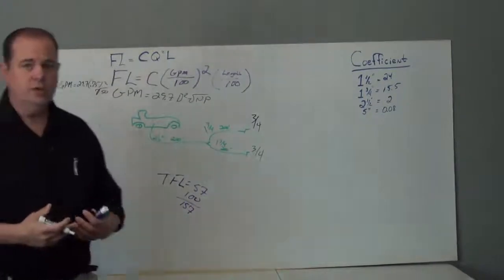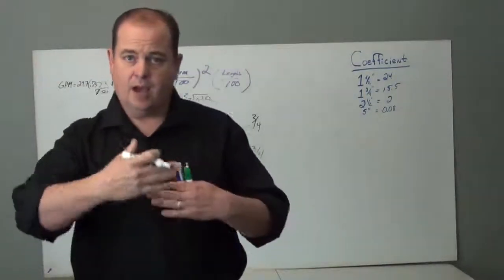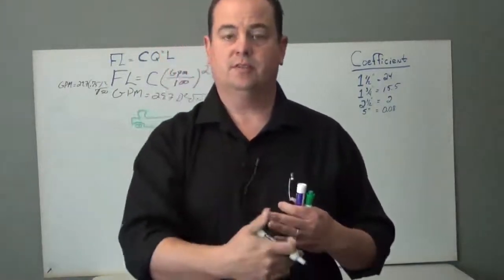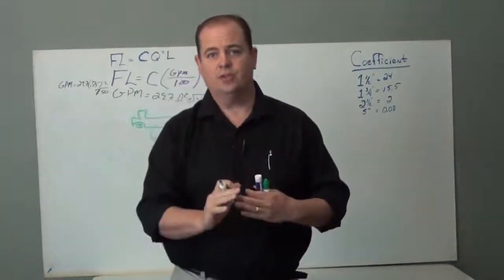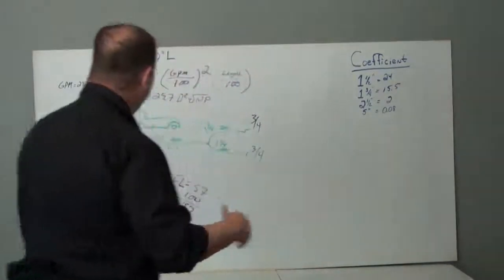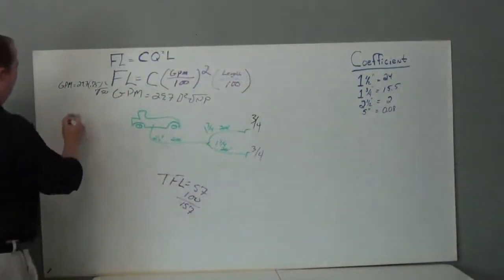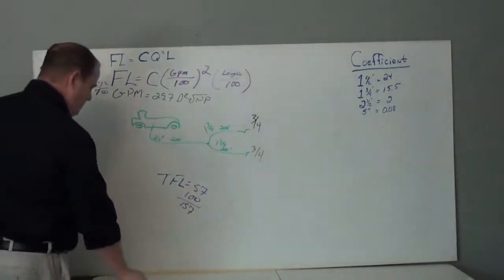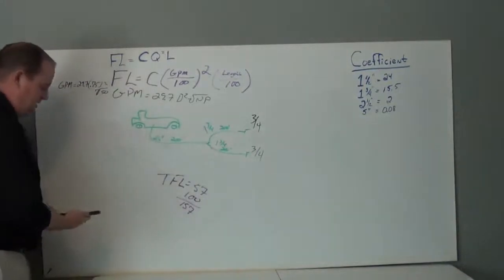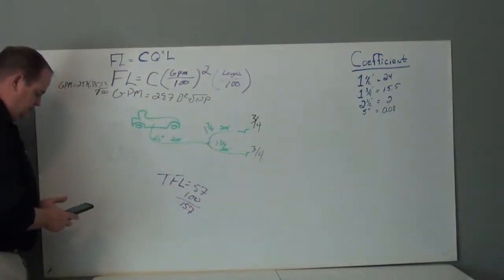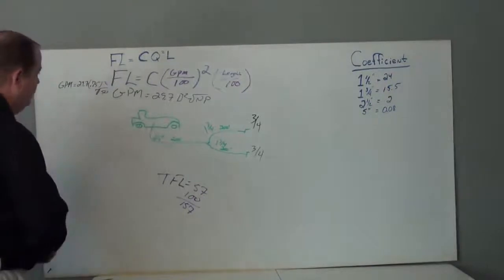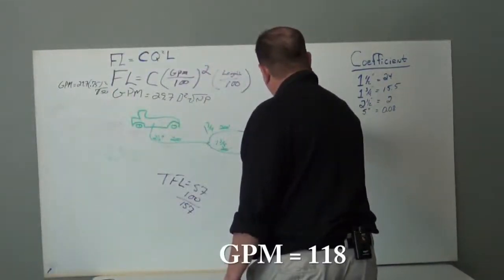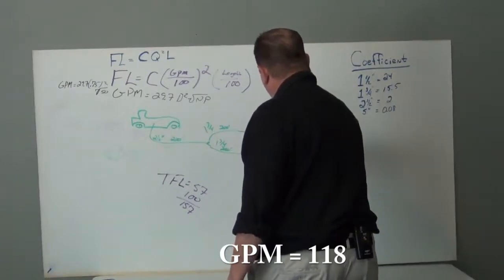Now when we do this equation, if the number becomes higher than 350 gallons, we're going to have to stop and redo the equation, because if it's over 350, we're doing a master stream. So we need to stop and redo it. But for this purpose, let's see what that comes out to. So I'm just going to put it in the calculator like it says. I get 118 gallons per minute. That's for each line.